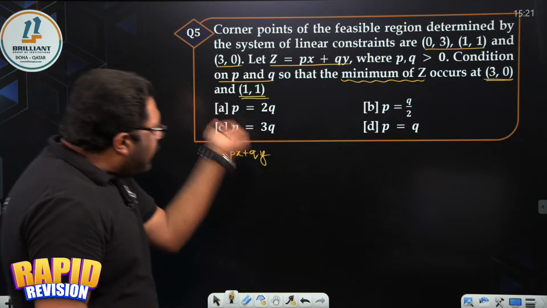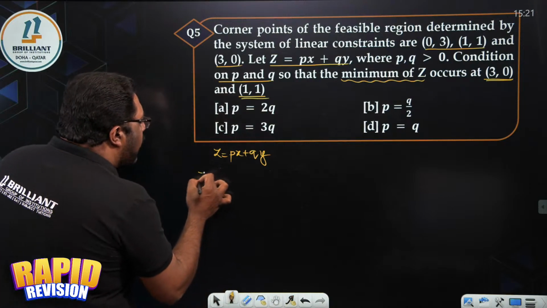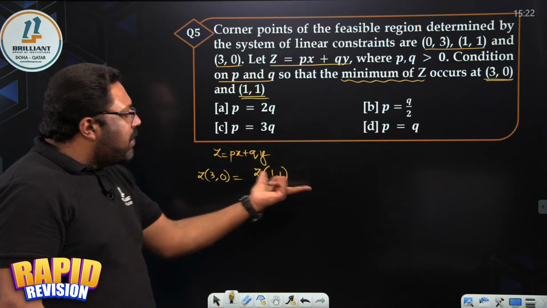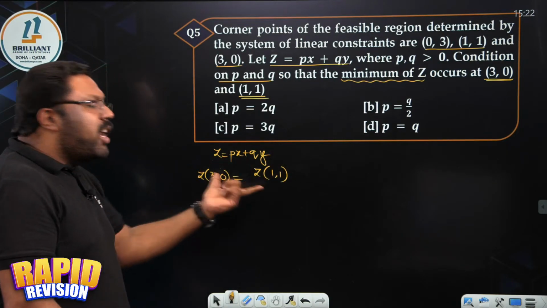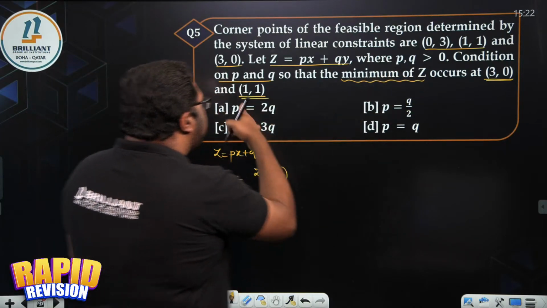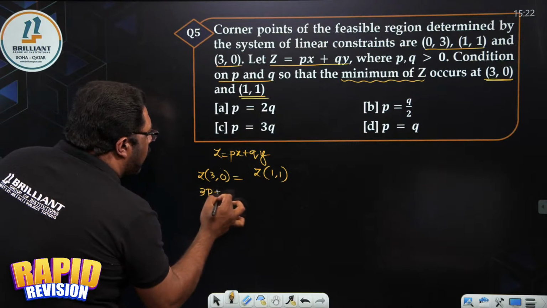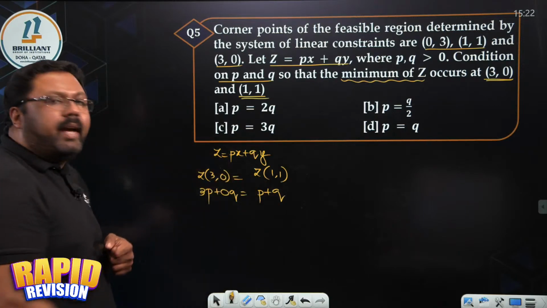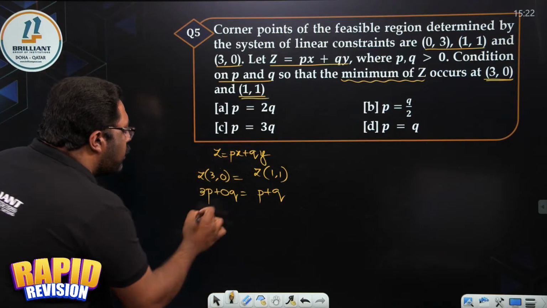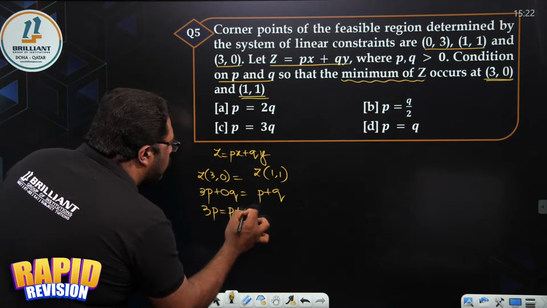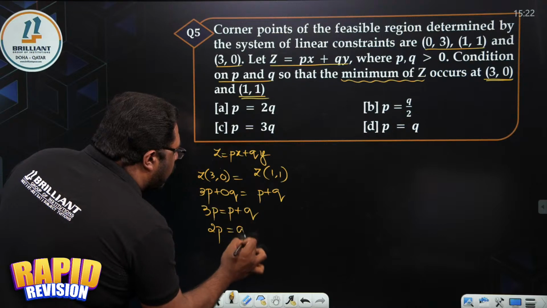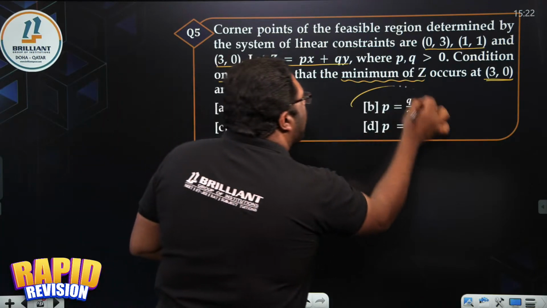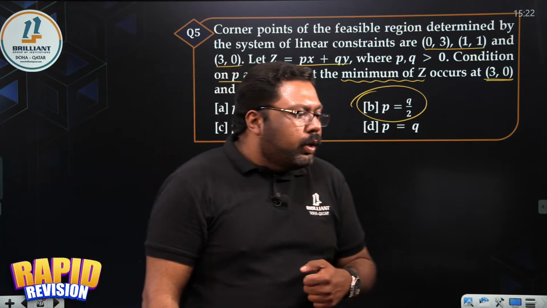Here, if the minimum occurs at 2 points, can I say z at (3, 0) is the same as z at (1, 1)? That's why I can say the same minimum occurred at the 2 points. Z at (3, 0) is the same as z at (1, 1). So 3p plus 0q is equal to p plus q. I substituted x and y in z. So can I say 3p equals p plus q? 2p equals q. P is equal to q by 2. Option B, p is equal to q by 2.